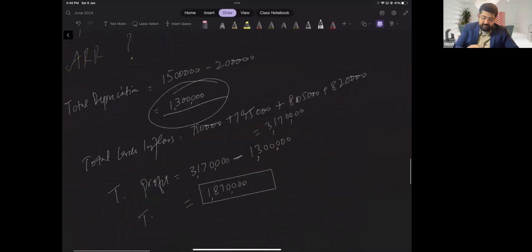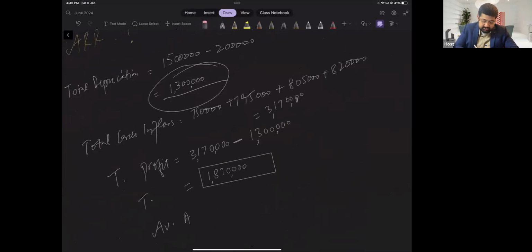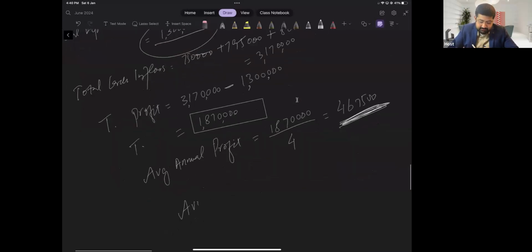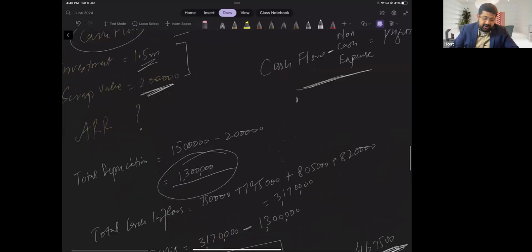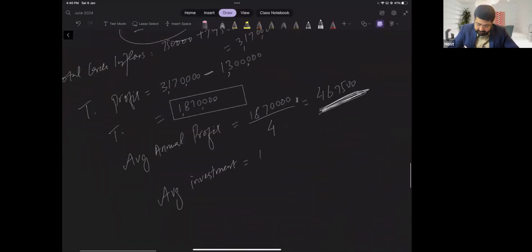How many years? 4 years. So average annual profit: 1,870,000 divided by 4. 467,500 is the average annual profit. Now, average investment: initial investment 1.5 million plus 200,000, divided by 2. Tell me, please. 850,000.